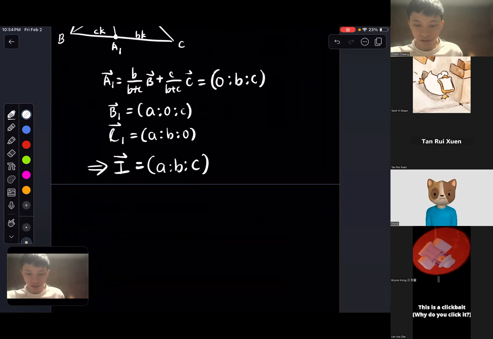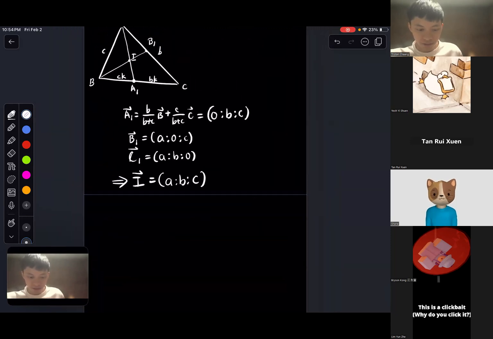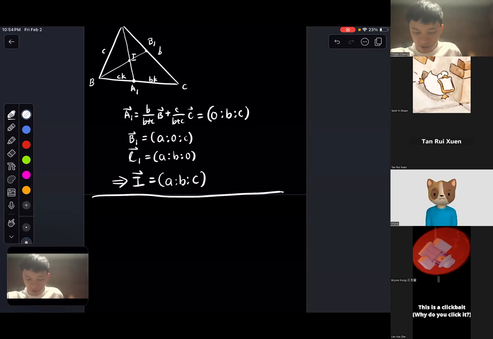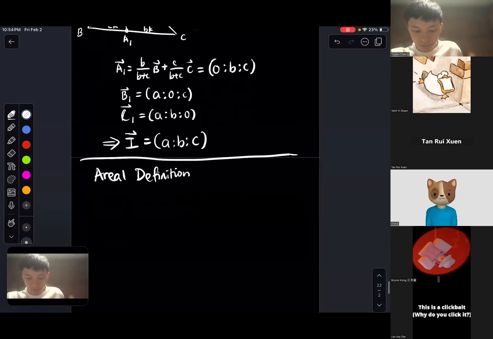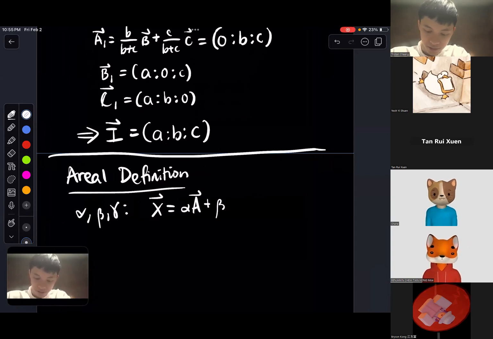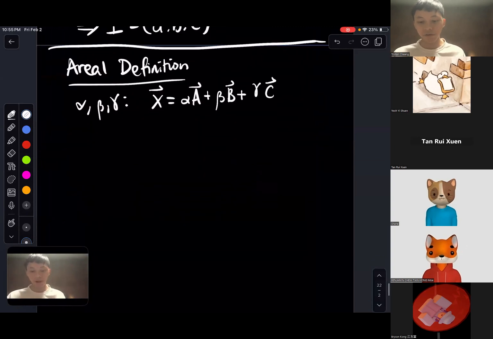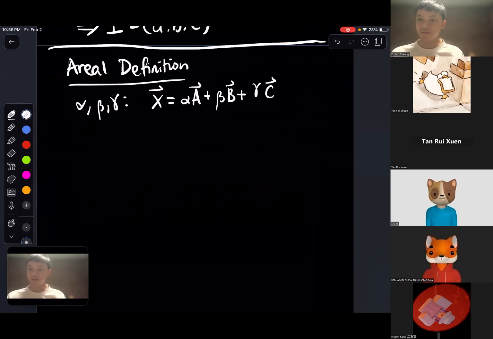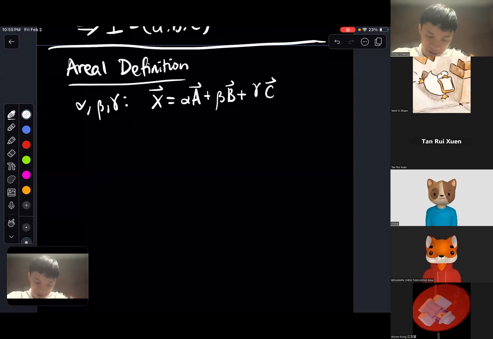We can also talk about the orthocenter. Let's see. Okay, before that, the area definition. So previously, alpha, beta, and gamma depended on the coefficients in this expression, which is already quite useful for most cases. But we can convert it into something that seems a little bit easier to compute, which is about areas.